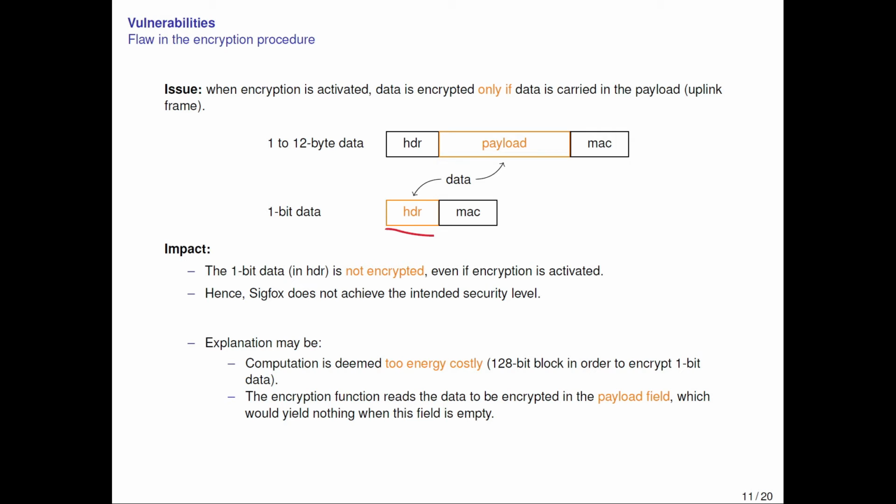That being said, it is unclear to us whether the lack of encryption in a single bit case is a choice or a bug. It may be possible that computing 128 bits in order to encrypt a single bit is deemed too energy costly. On the other hand, it is also possible that the encryption function reads the data to be encrypted in the payload field, which would yield nothing when this field is empty.